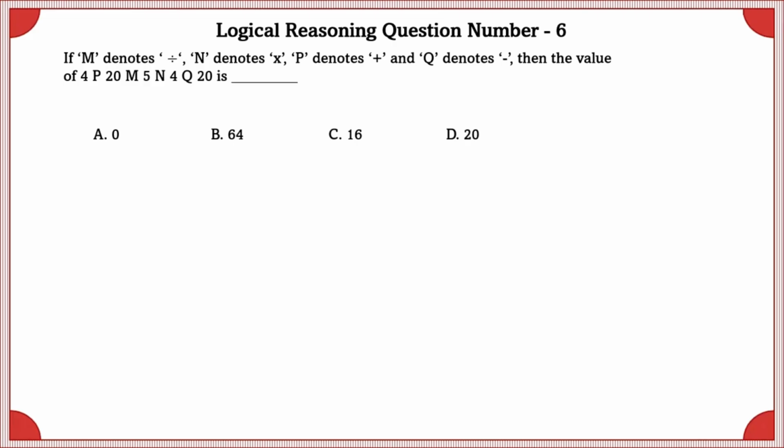Logical reasoning question number 6. If M denotes division, N denotes multiplication, P denotes plus, and Q denotes minus, then the value of 4P, 20M, 5N, 4Q, 20 is. Substituting the values of M, N, P, and Q and solving the equation, we will get the answer as 0.